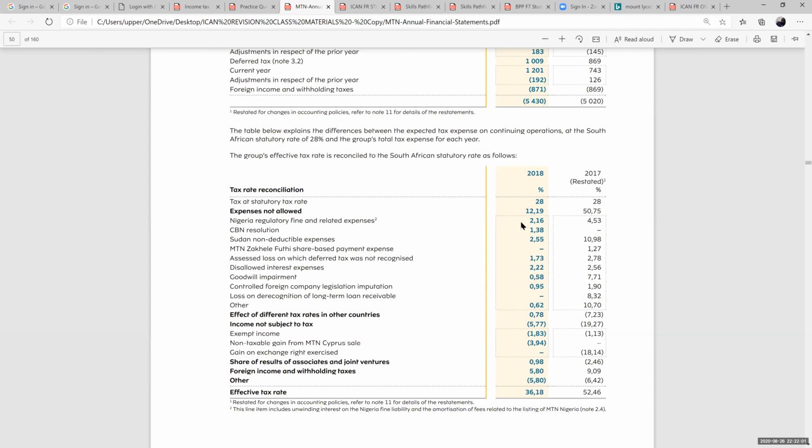Part of what brought about those differences is the humongous fine that was given to MTN for breach of security with respect to SIM registration. And it's disclosed as Nigeria regulatory fine and related expenses, with additional tax of about 2.16 and some other things. These are reconciliations, but this is going to be discussed much more, and practically shown with illustration, when you get to final, which is professional level, where a simple reconciliation will be done for you to have a better understanding of it.